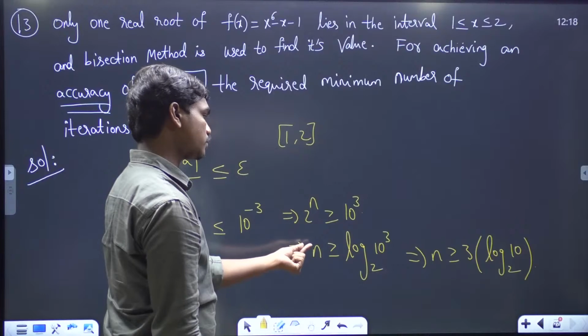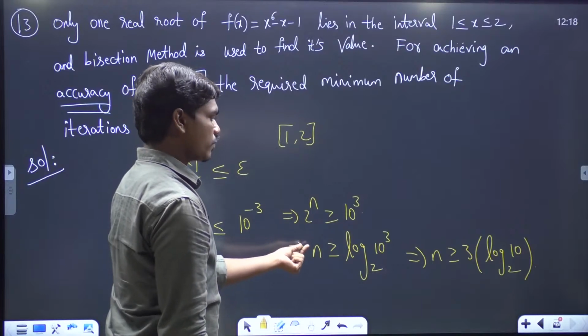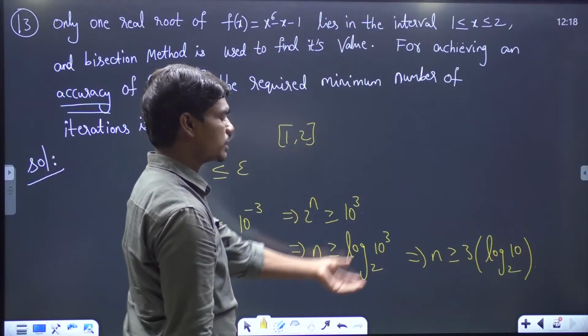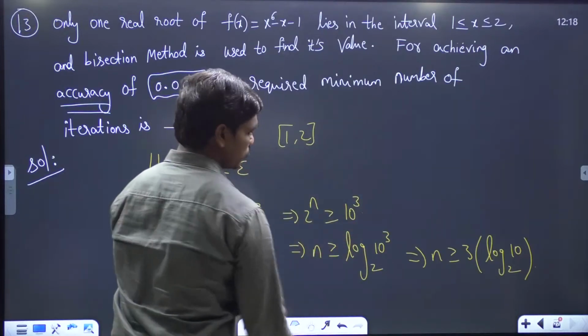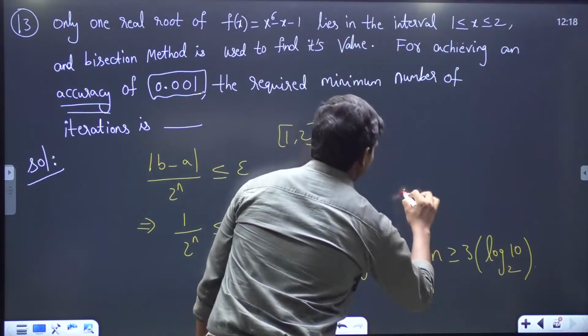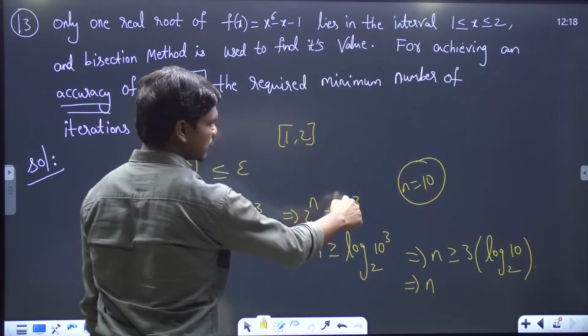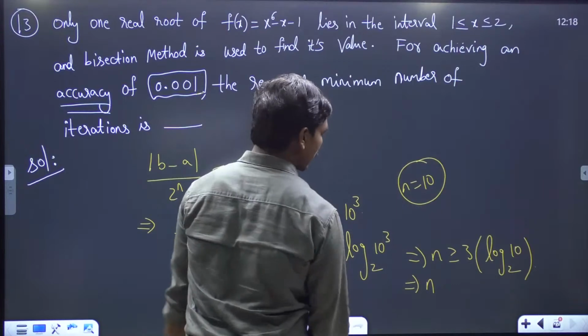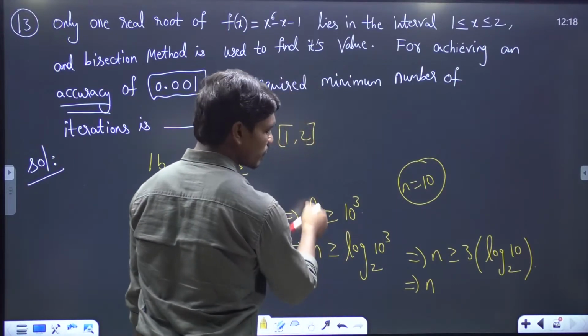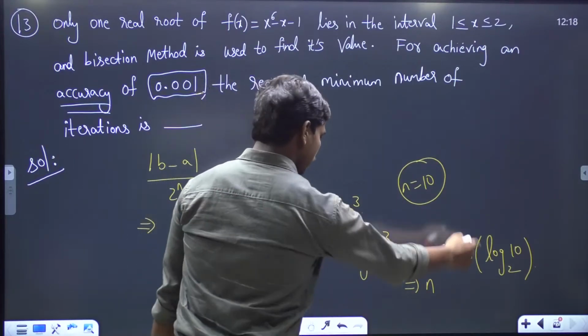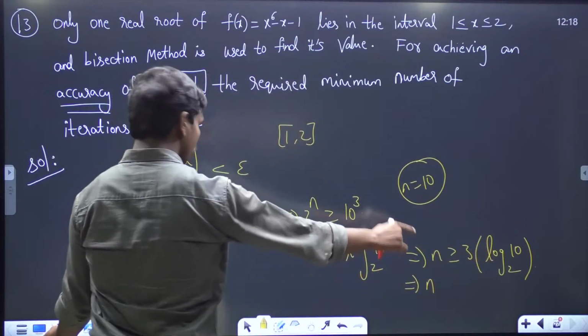Then n should be greater than or equal to this. You can calculate this value. N is equal to 10, which by visual inspection you can tell, because when you put n equal to 10, 1024 is greater than or equal to 10 cube. And when you put 9, this doesn't get satisfied. So the minimum number of iterations is 10. But if you want this value, you can calculate 3 into log 10 to the base 2.